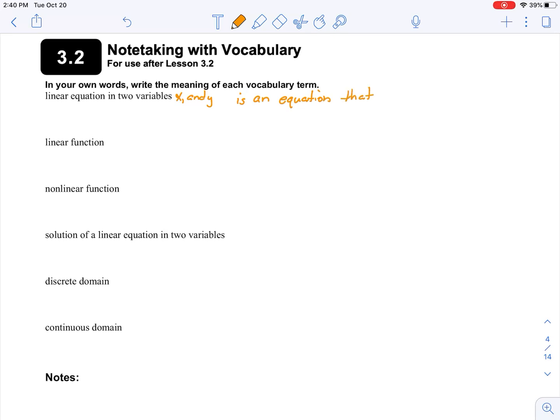That can be written as y equals mx plus b. Okay, so again, the key is x to the first power and y to the first power if we're going to have a linear equation. Now, a linear function is going to be a non-vertical line that has a constant rate of change.